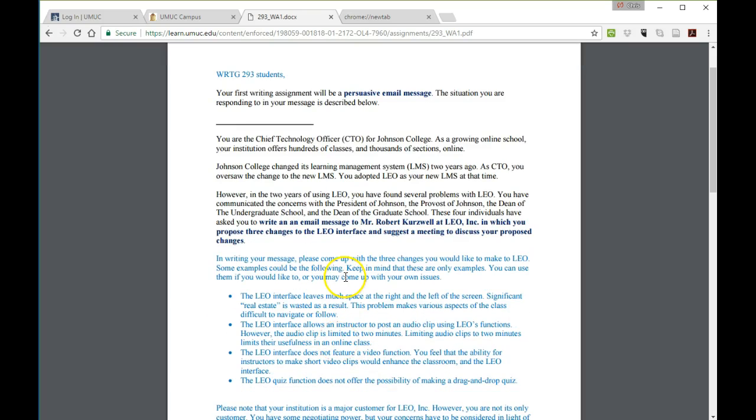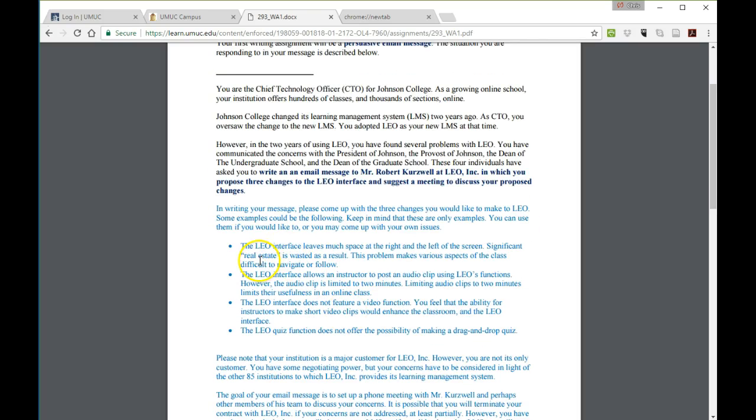But what you want to do is write an email message to Mr. Robert Kurzweil, and he's with Leo, and tell him about some changes that you would like to see made to Leo. This gives you actually four examples here, four problems. The Leo interface leaves too much space at the right. The Leo quiz function does not offer a possibility of such and such.